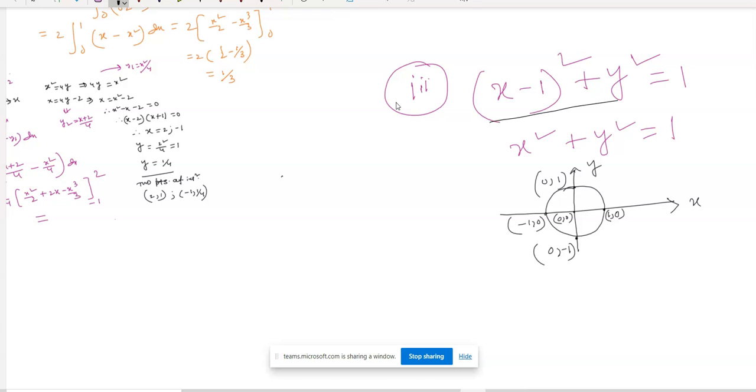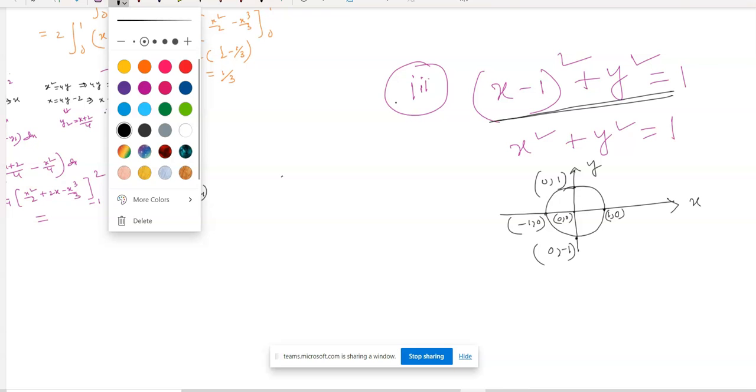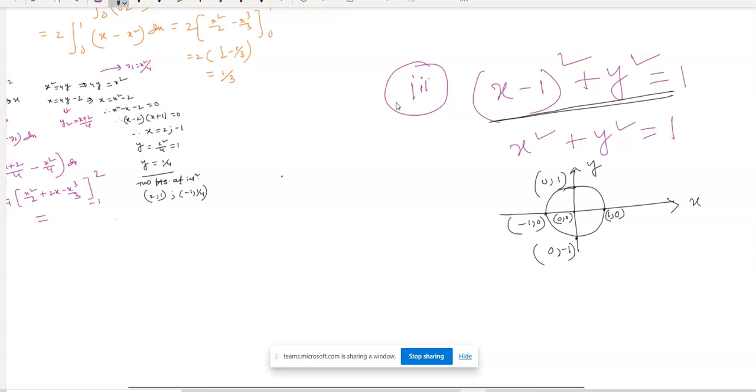The second curve, if I refer to this one as the second curve, when x is 0 and y is 0, it is satisfied. So it is passing through the origin. Its center, all of you can see, is (1, 0). So if I try to trace the second curve, this is a circle passing through the origin, and the radius is equal to 1 unit only.